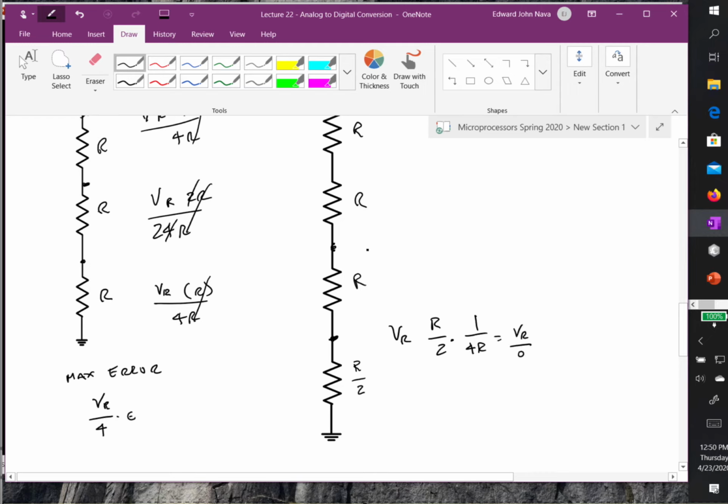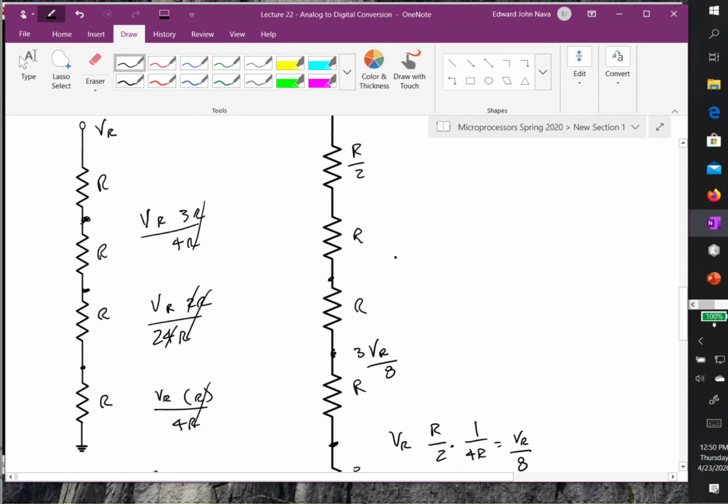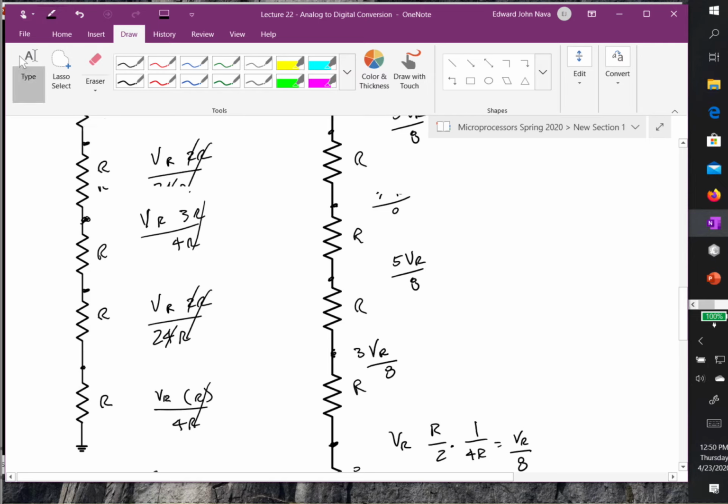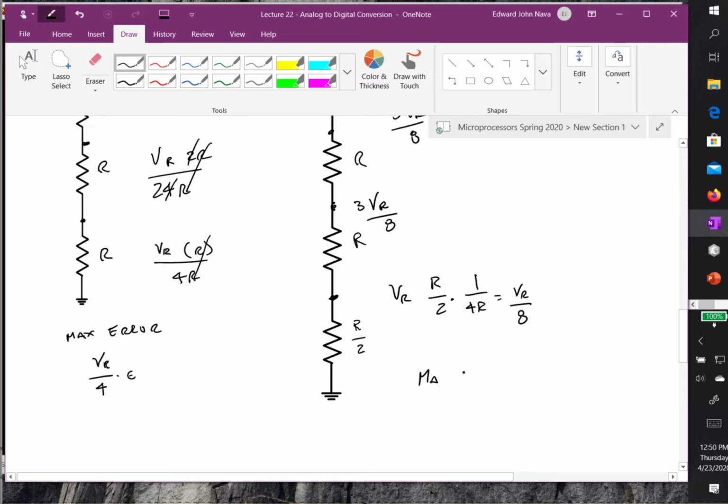And if I do this calculation, this is now V3 VR over 8. This is 5 VR over 8. And this is 7 VR over 8. So now in this case, my max error is going to be V sub R over 8. So what I've done by basically adding one additional resistor is, and this is going to be minus some epsilon.